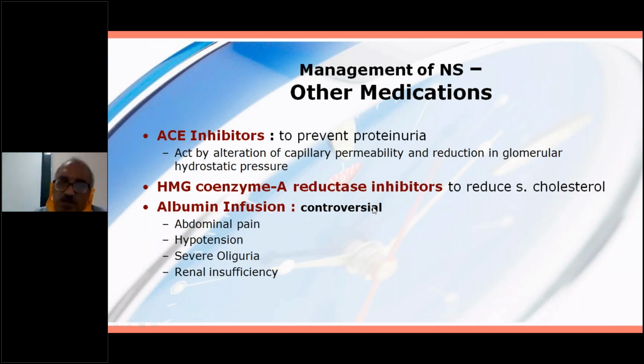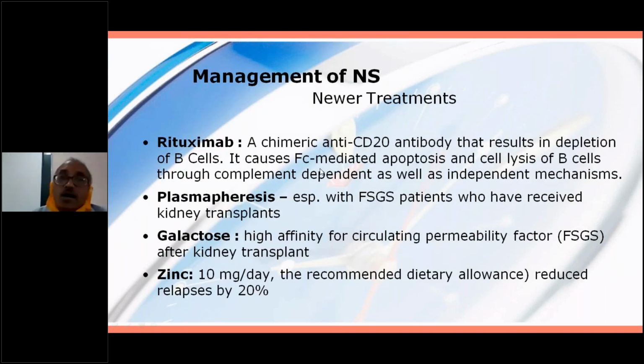Albumin infusion is controversial. Sometimes there is severe abdominal pain, hypotension, severe oliguria, renal insufficiency. You may use 20% albumin infusion. And the latest development is rituximab. It is a chimeric anti-CD20 monoclonal antibody. It causes Fc-mediated apoptosis and cell lysis of B cells through complement-dependent as well as independent mechanisms. Plasmapheresis may be necessary, especially in focal segmental glomerulosclerosis.